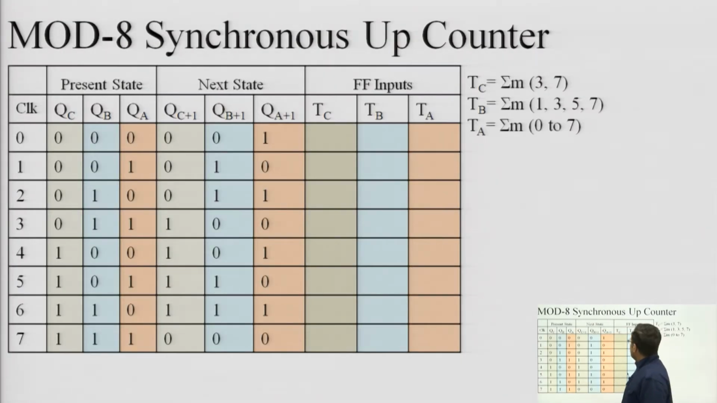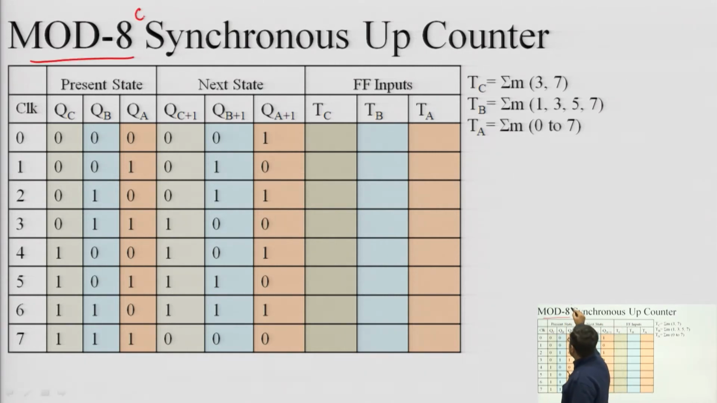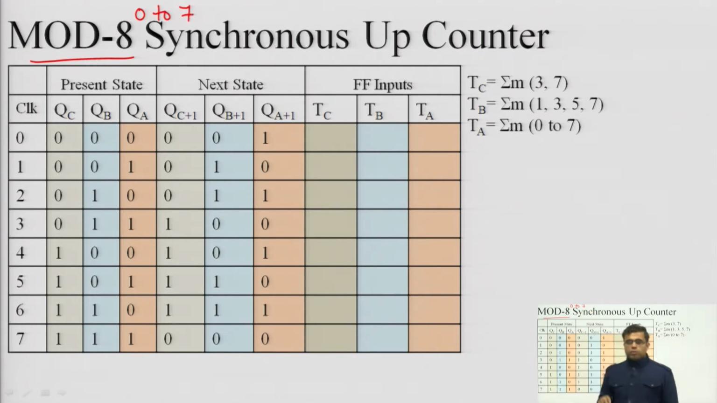So, this is mode 8 synchronous up counter. This table has already been placed here. We will first explain how this table has been placed here. So, mode 8 synchronous means 0 to 7. So, this 0 to 7 count flow has to be designed using a circuit. And one more point of difference between the asynchronous and synchronous counter: in those asynchronous counters we had designed the circuit first and then derived the counting from that circuit.